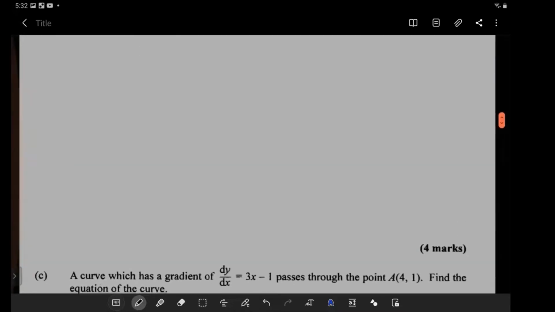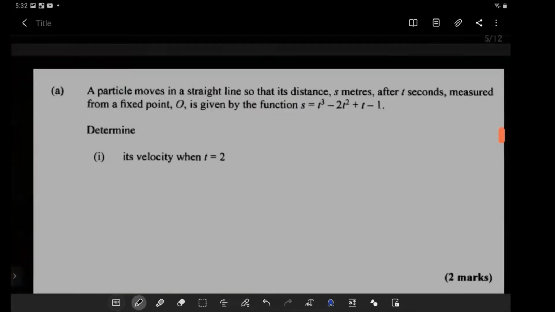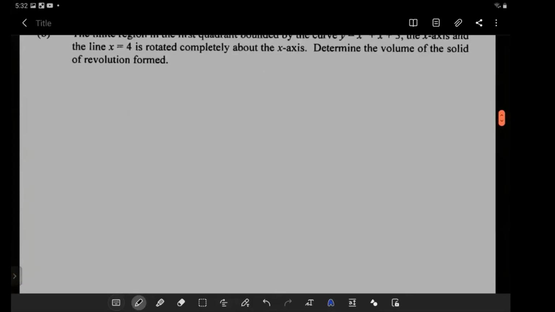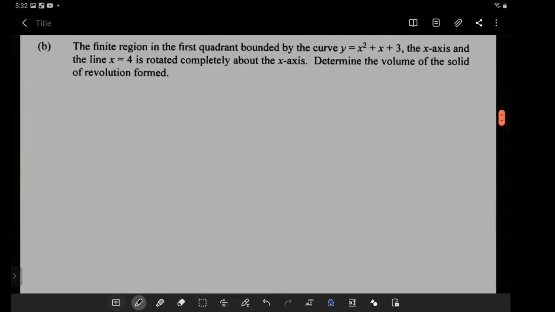Okay, and we have our last example, right? I would like to leave these other questions for another video because I do not want to make it too long. Right, so here we have the finite region in the first quadrant bounded by the curve y equal x squared plus x plus 3. And the line x equal 4 is rotated completely about the x-axis. Determine the volume of the solid of the revolution form.